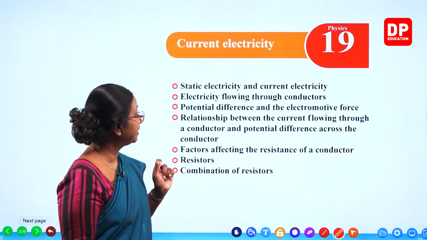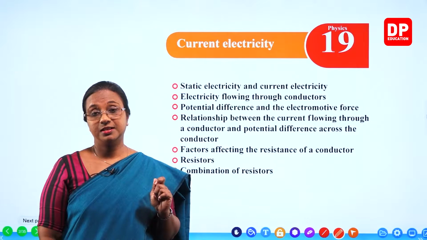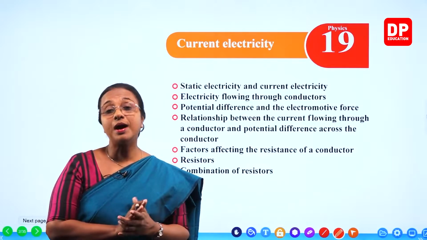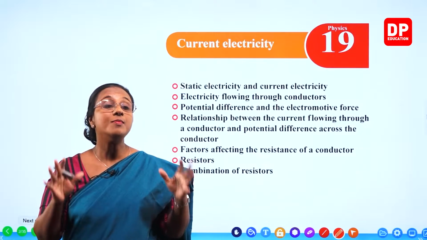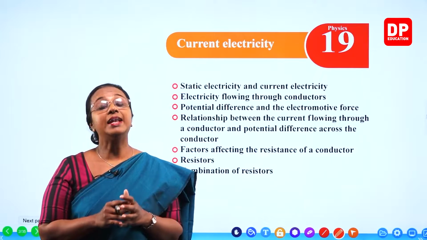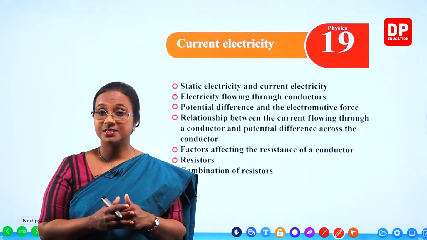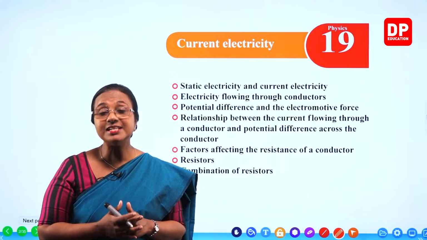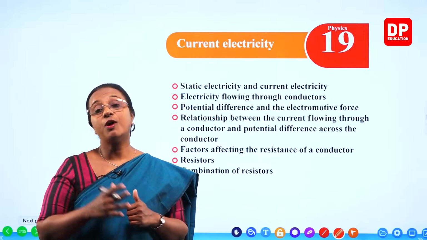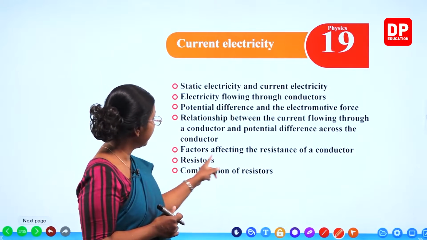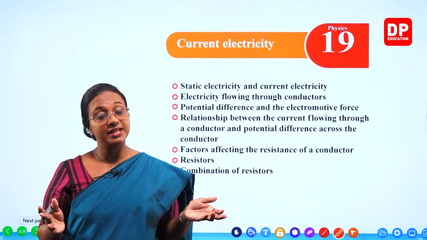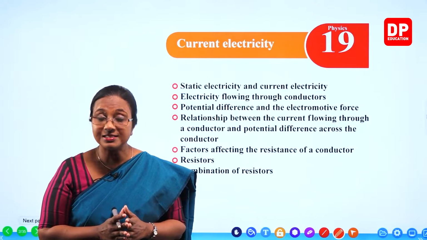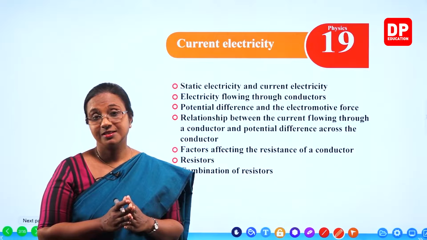Then factors affecting the resistance of a conductor. Now as you know, conductors are materials that allow current to pass. But still, all matter is made up of atoms. Atoms have charges. So that means every matter that acts as a conductor resists the flow of current. That is where we have the resistance of a conductor. So we will see what resistance is and then the factors affecting resistance.